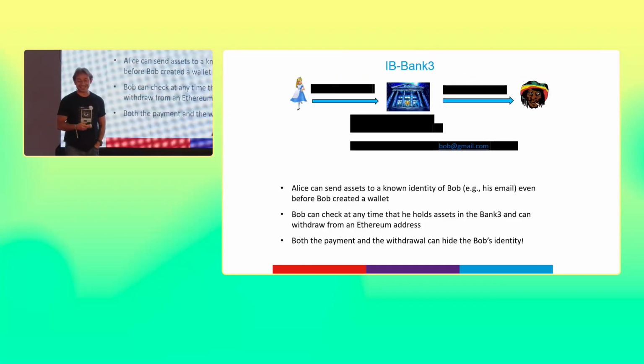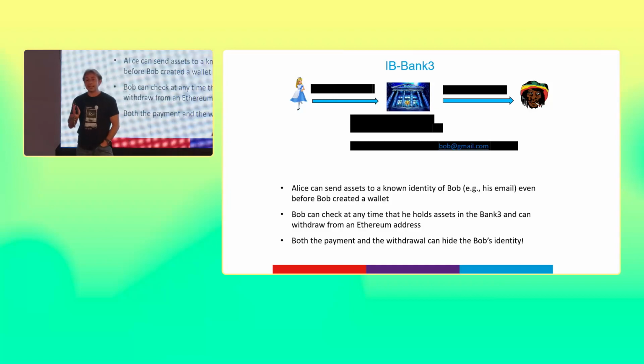Again, here it does not visualize well, but the slide was exactly the same, except that Alice now uses the email address of Bob. So we can go to an identity-based variant of Bank3. Alice uses the email address of Bob, so she can send deposit coins in favor of Bob even before Bob creates a wallet.